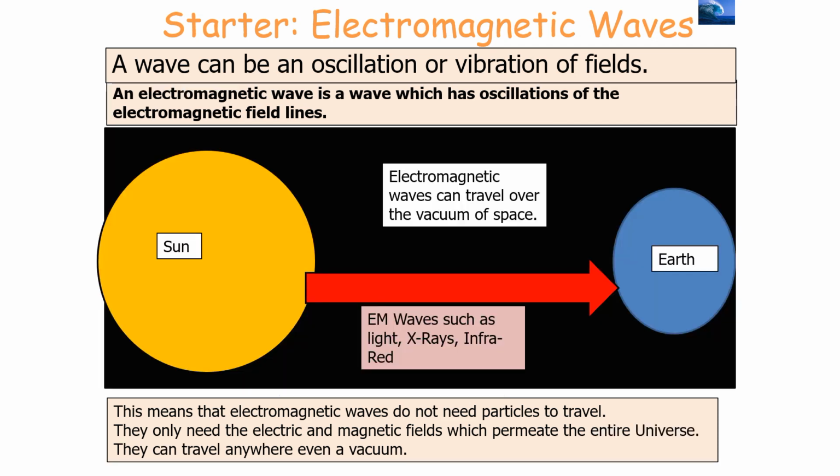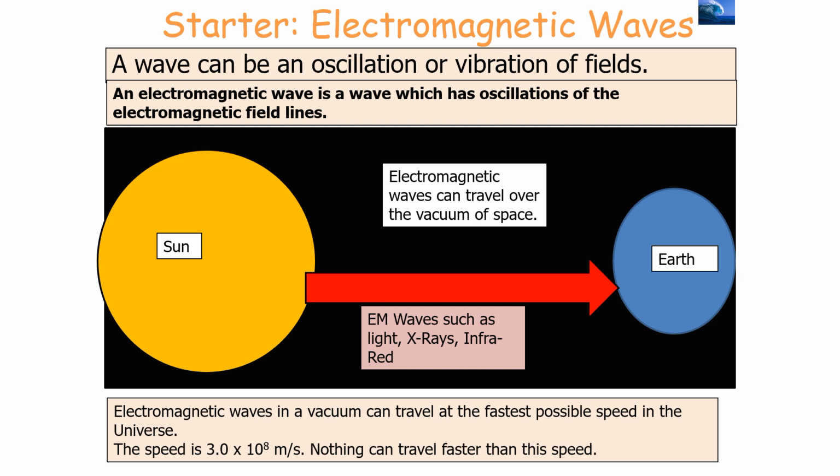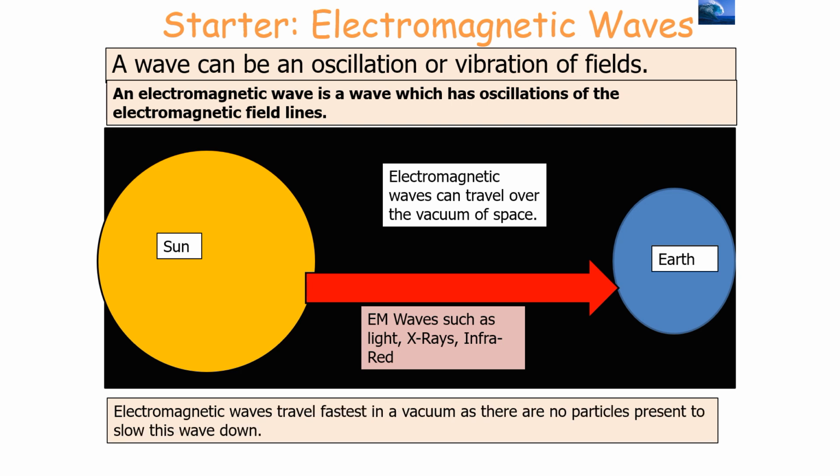So electromagnetic waves can travel over the vacuum of space, so for example they can go from the sun to the earth. Now, electromagnetic waves in a vacuum can travel at the fastest possible speed in the universe, which is 3 × 10⁸ meters per second. Nothing can travel faster than an electromagnetic wave in a vacuum. Now, electromagnetic waves travel fastest in a vacuum as there are no particles present to slow the wave down.